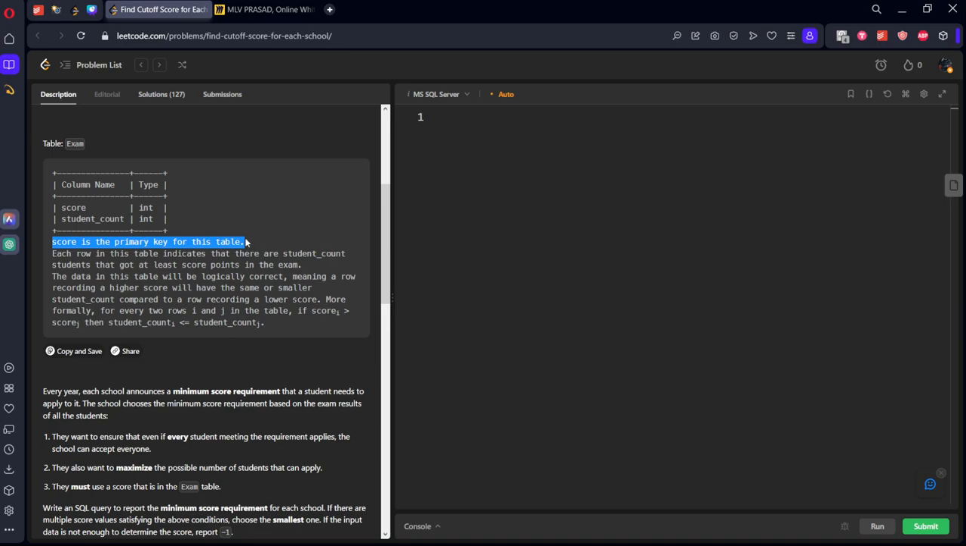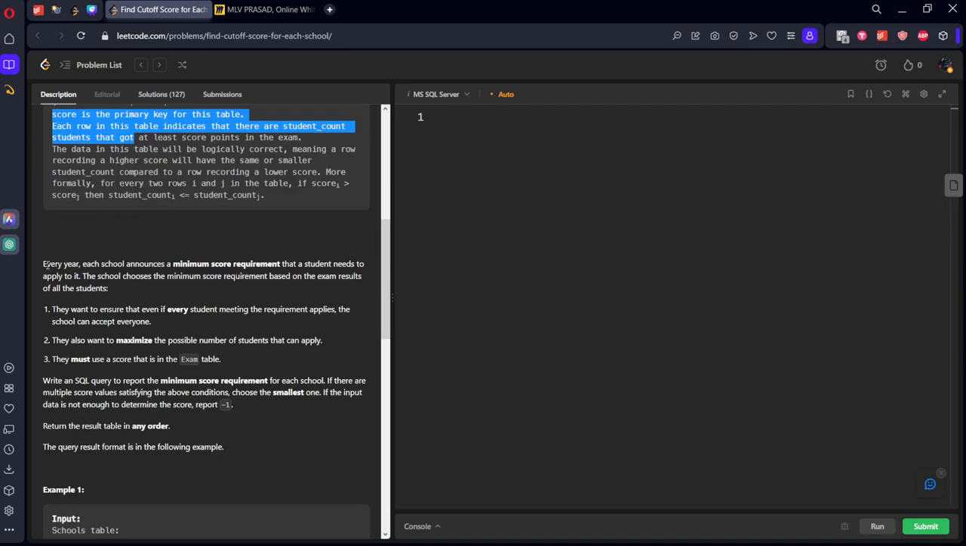Each row in this table indicates the respective student counts and their minimum score. Every year each school announces a minimum score requirement that a student needs to apply to it. The school chooses the minimum score requirement based on the exam results of all the students. They want to ensure that even if every student meeting the requirement applies, the school can accept everyone.